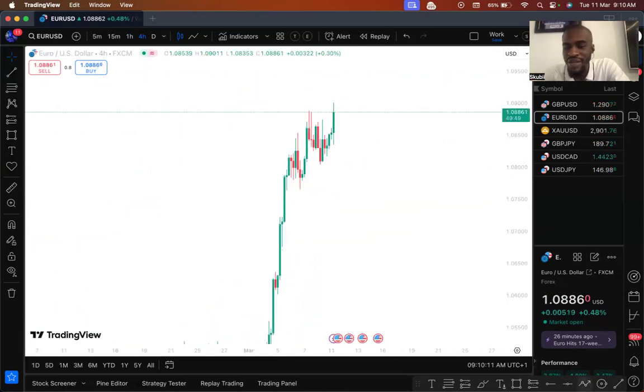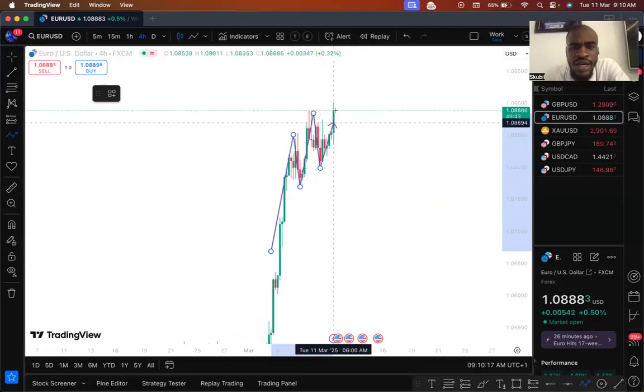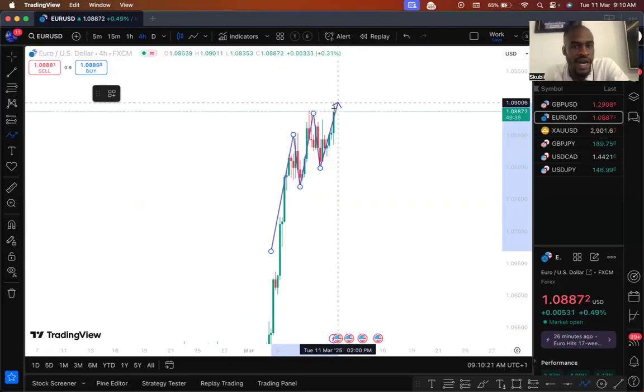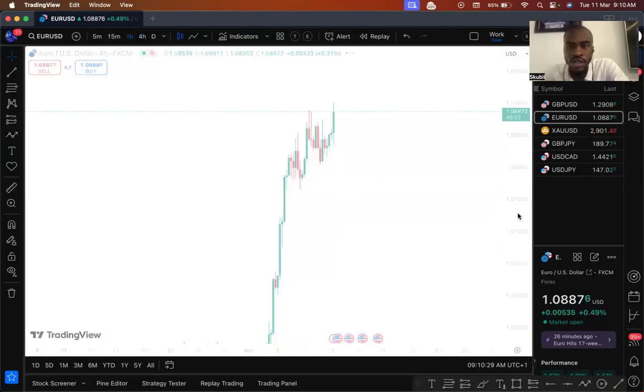So price just created a higher high, higher low, higher high, higher low. Now this move to the upside is pushing up to create another higher high, but it has not created it yet. It's still pushing. So we're more or less leaning towards buys. Let's go to the 1-hour time frame and see what opportunities we could get.